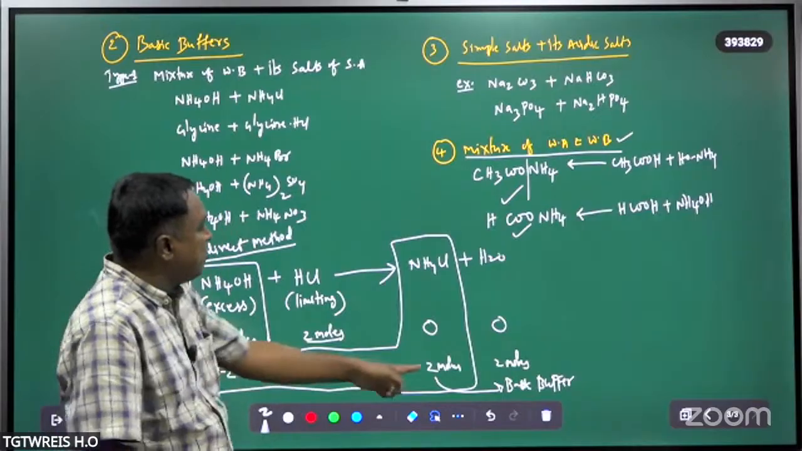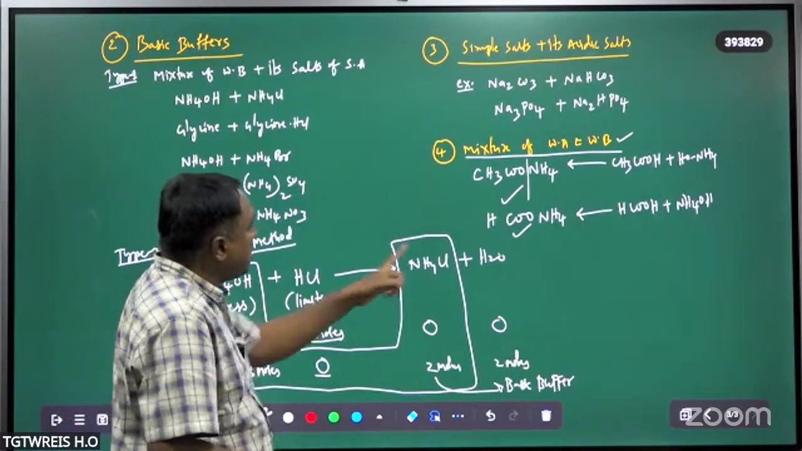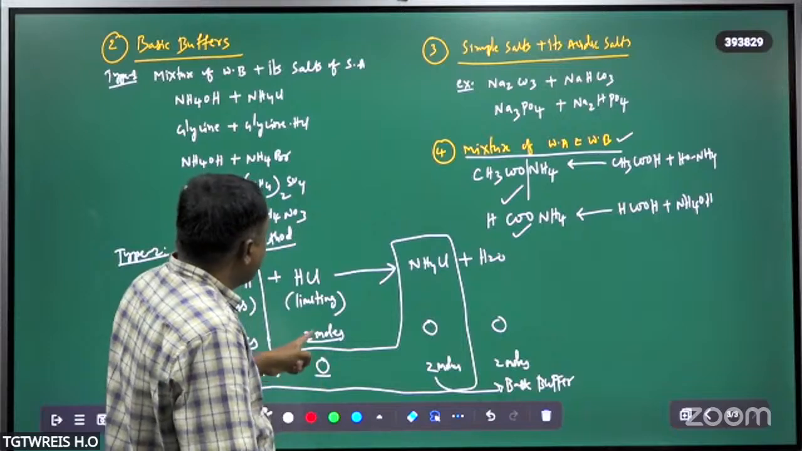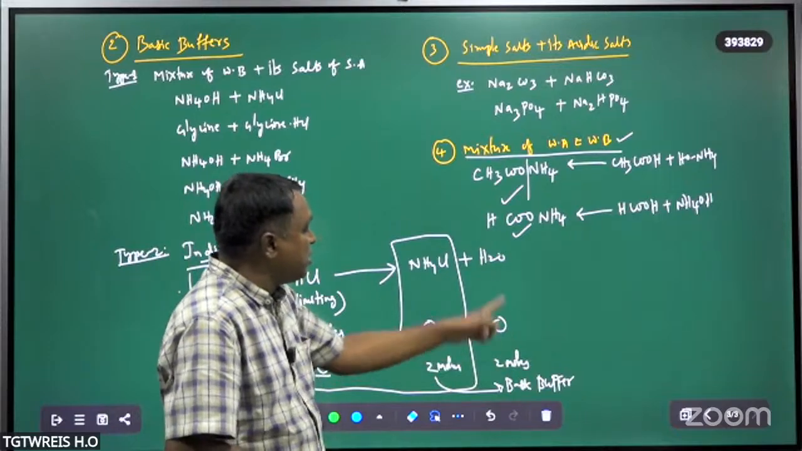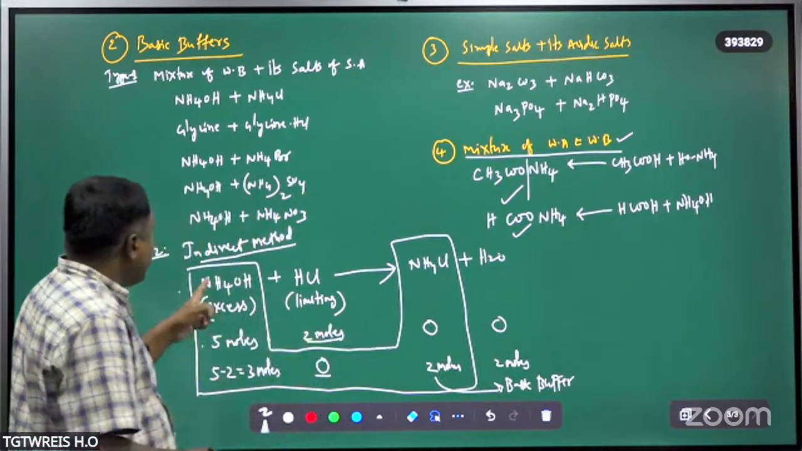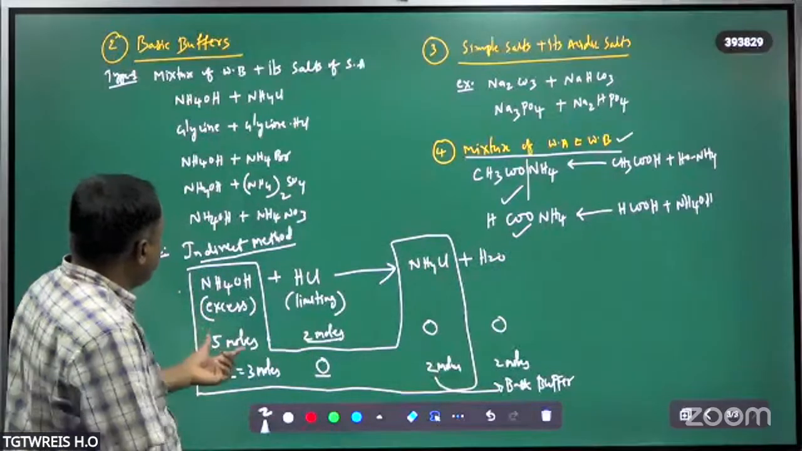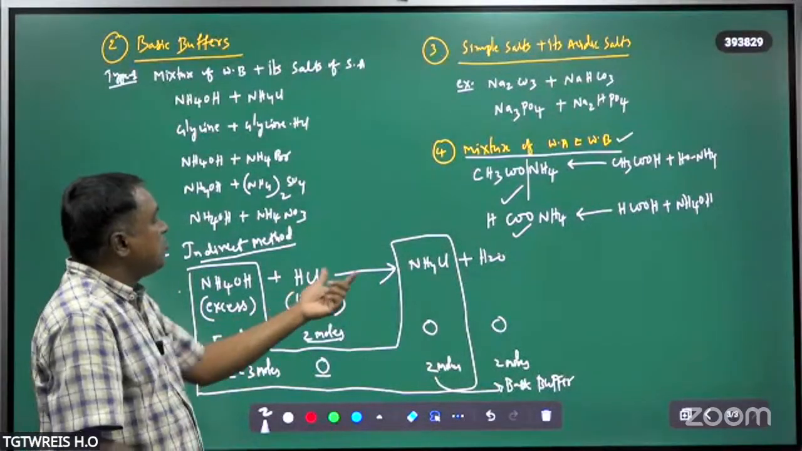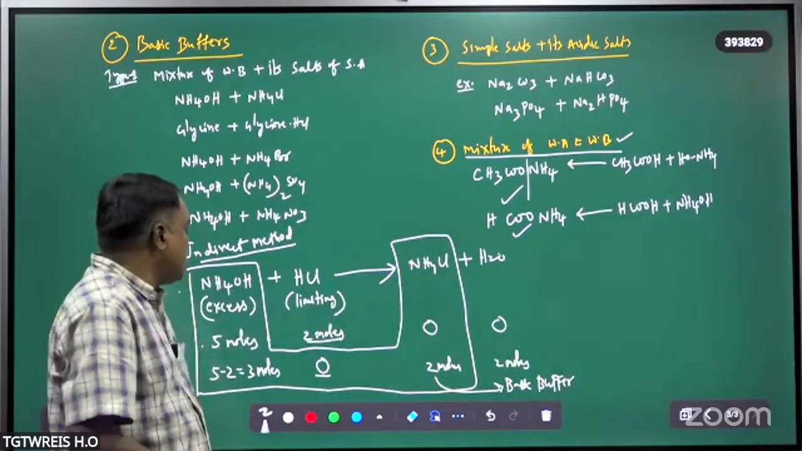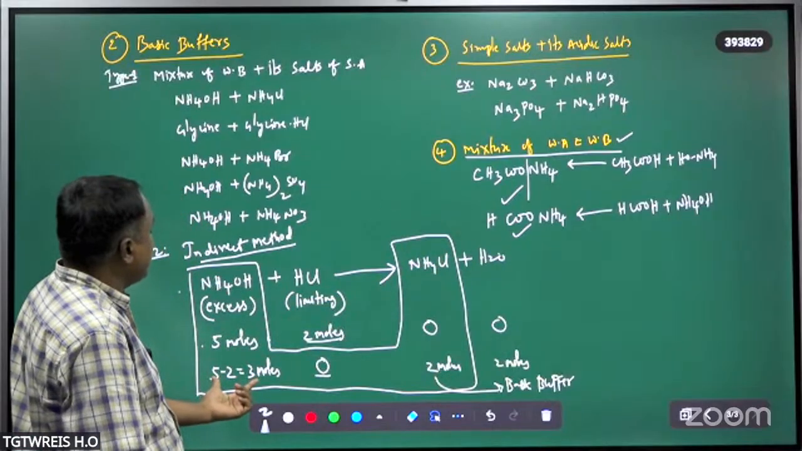For 2 moles, it will be 2 moles. For 1 mole HCl, you will get 1 mole water. Therefore, for 2 moles, it will be 2 moles of water in the reaction mixture. But here, from ammonium hydroxide also only 2 moles will react with HCl to form NH4Cl and water. Therefore, the leftover amount is 3 moles.